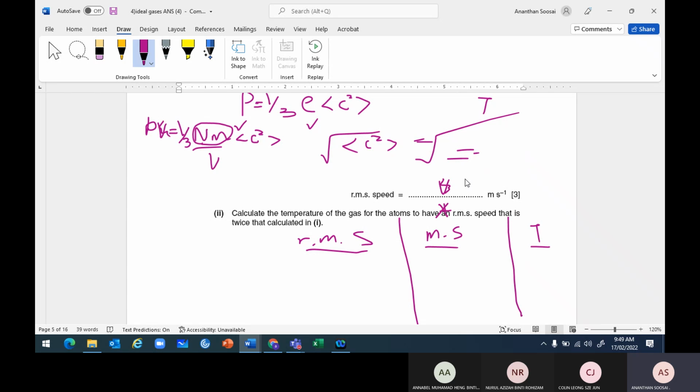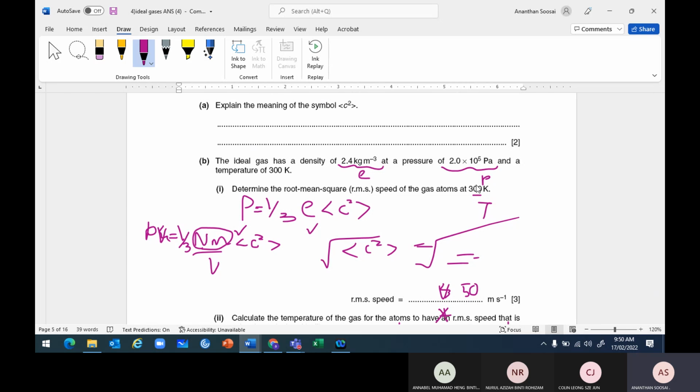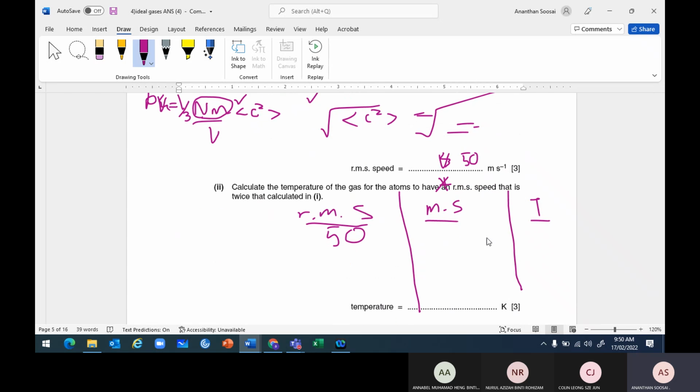Anyone got an answer for that? Root mean square speed, what's the answer you got? Anybody? Okay, let's say I put here 50. So the RMS speed is 50 when the temperature is 300 Kelvin.